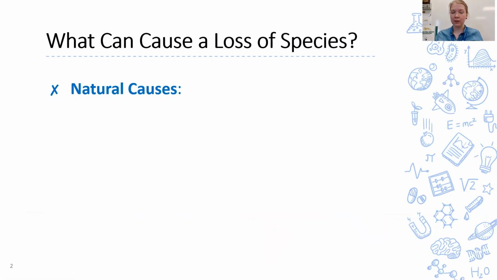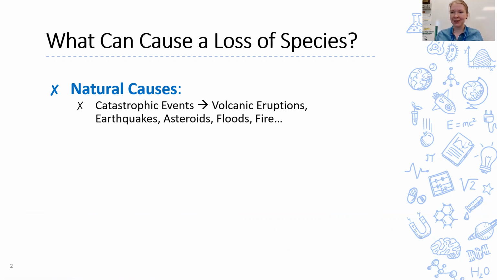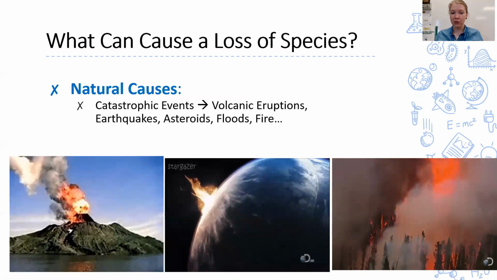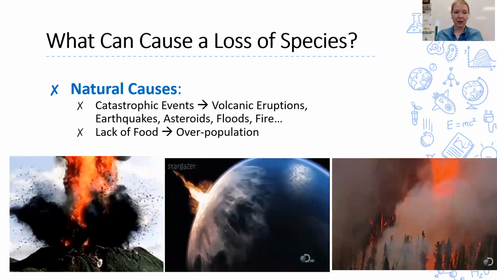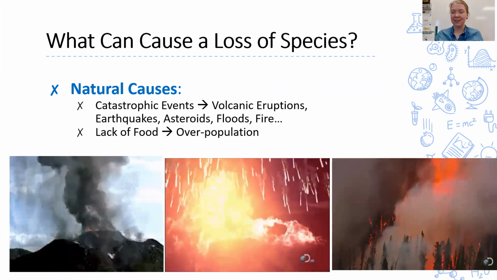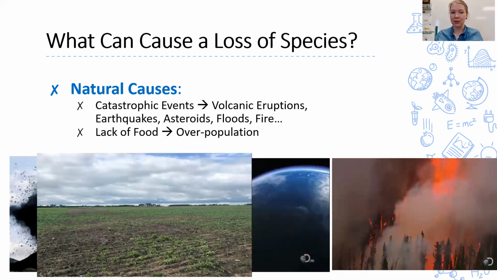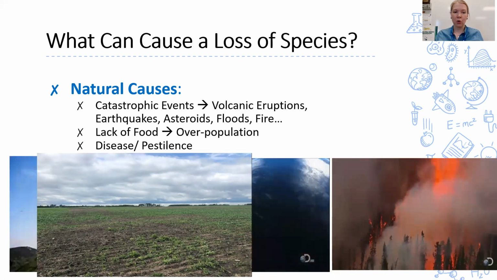So there are natural causes. Like I said, it's not just one day humans showed up, and when we showed up, that's when species decided to die out. There were natural causes along the way that caused vast extinctions of species. Some of the natural causes include volcanic eruptions, earthquakes, asteroids, floods, and fires. And also, if there is lack of food from a species being overpopulated, that causes competition, and that species could die out. And also disease.